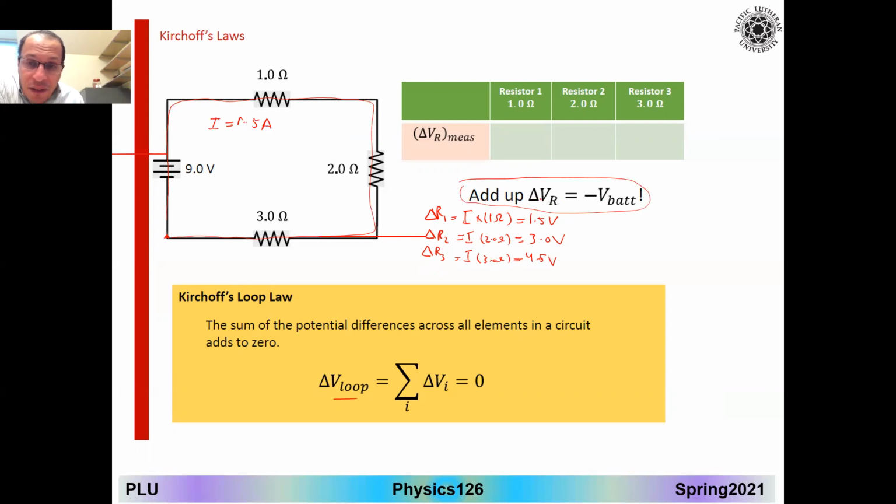So to confirm this, the sum of delta V equals minus the battery, which means I have plus 9 volts minus delta V R1, which is 1.5 volts, minus 3 volts, minus 4.5 volts. If you add these, it will be equal to 0. So this is the formula for the Kirchhoff law. Make sure it is valid.